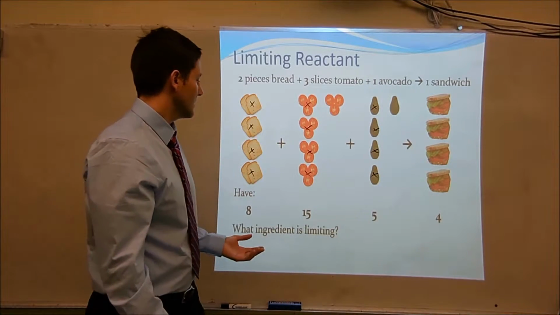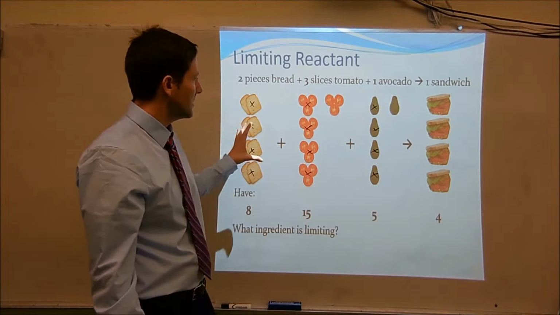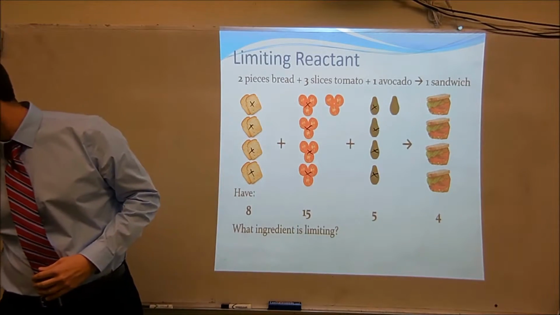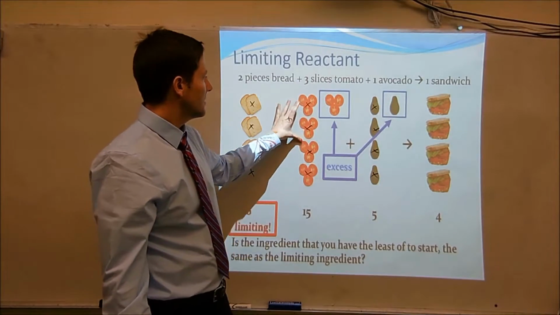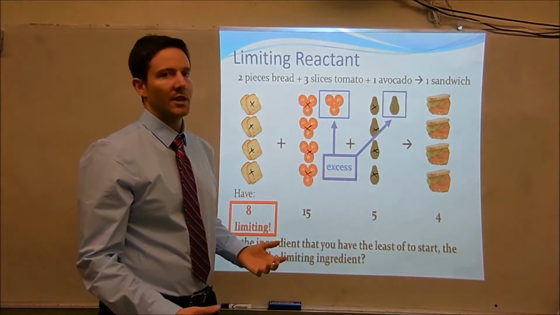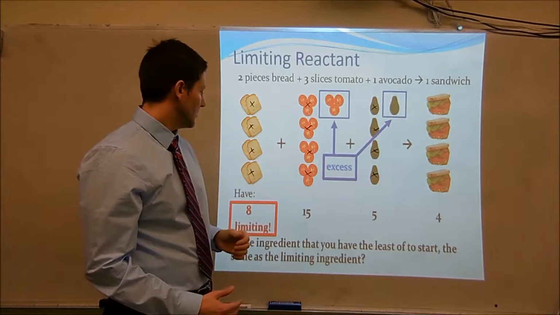So which ingredient is limiting? The bread is limiting because that ran out first. You have excess of the other ingredients, the tomato, the avocado. You could make more sandwiches with those, but you don't have any more bread.